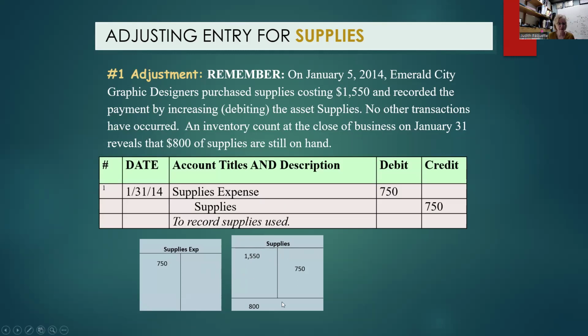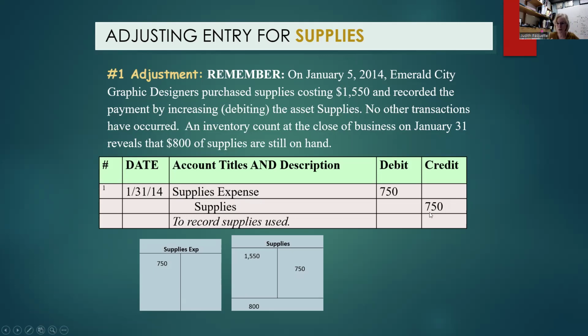Here's my 1550. And this is my goal. I need it to be 800 because that's what I counted. That's my physical count. So I have to get 750 out of the supplies account because I know I used them. We're going to assume there was no theft or shoplifting or anything. So that means I used them up: debit supplies expense, and credit to reduce the supplies account.